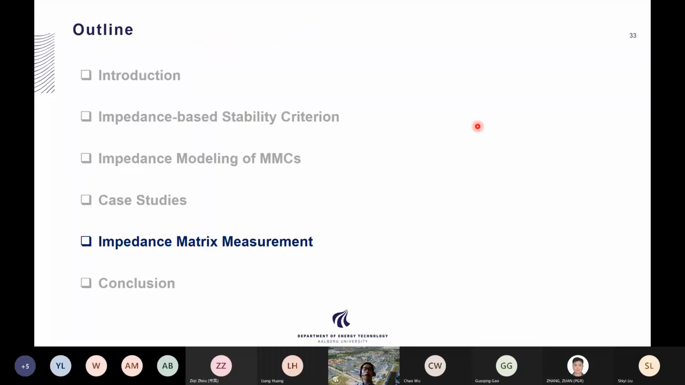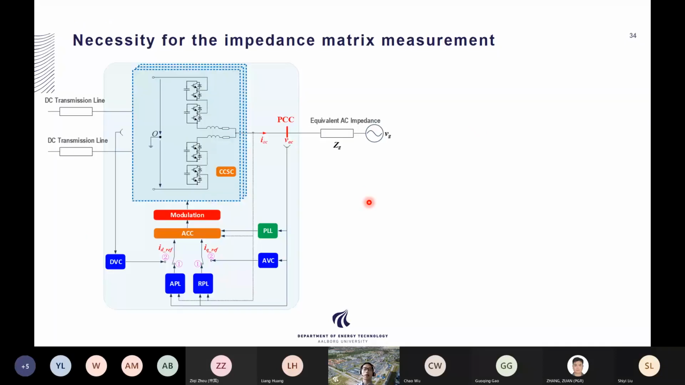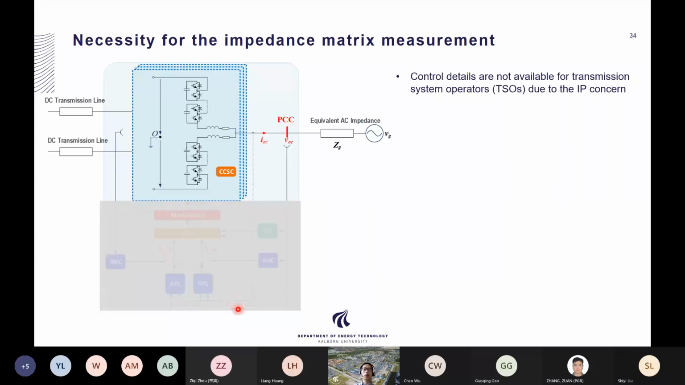Okay, so in the end, I will briefly and very fast go through the impedance measurement, because we talked a lot about impedance modeling, but that is not possible for TSOs, because they do not have any idea or control details of these control loops because of confidential reasons. In that sense, they cannot do the modeling, but instead they have to perform the measurement.